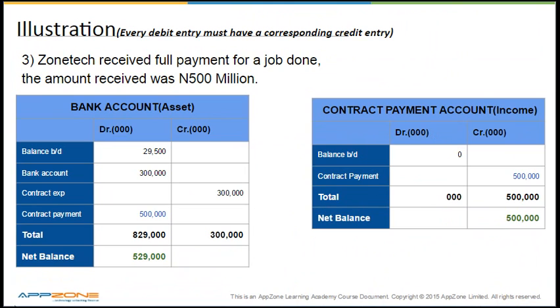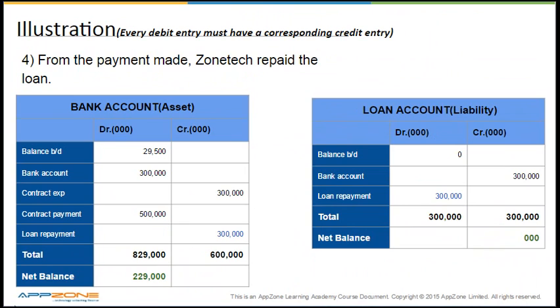Moving on to the next transaction, from the payment made. Now from the payment made, we're referring to the money received from our contractors. Zonetech was able to repay her loan. In repaying the loan, remember Zonetech took a loan of 300 million naira from the bank. Now we had already created an account for the bank. We took the liberty of creating an account for the bank and we called it loan account, which is a liability account.